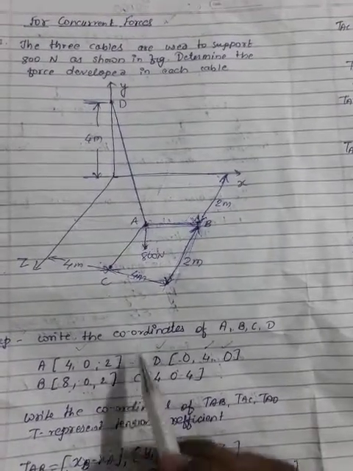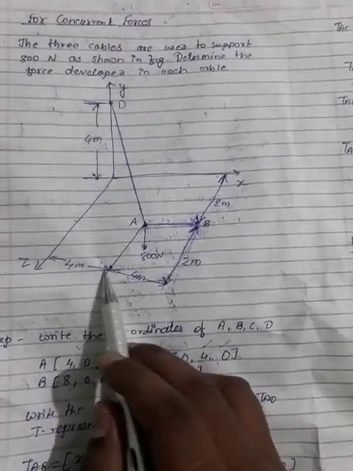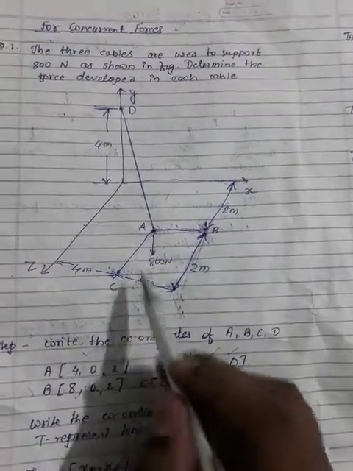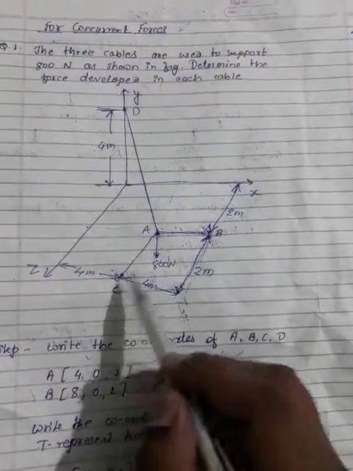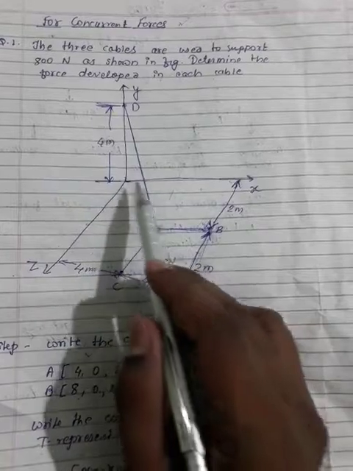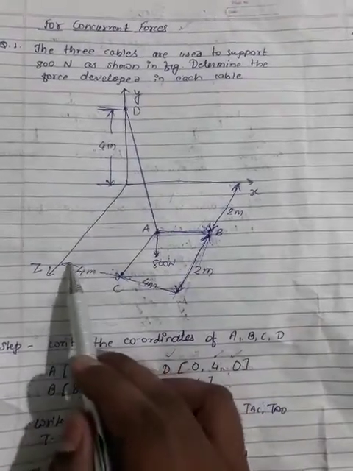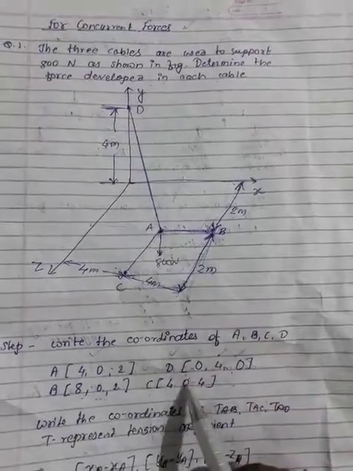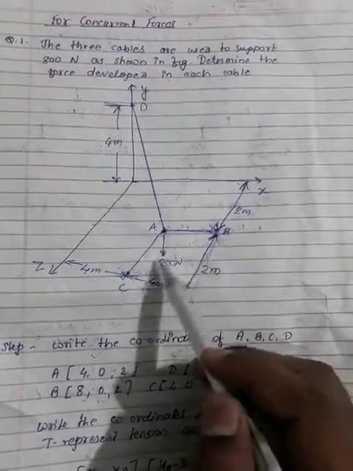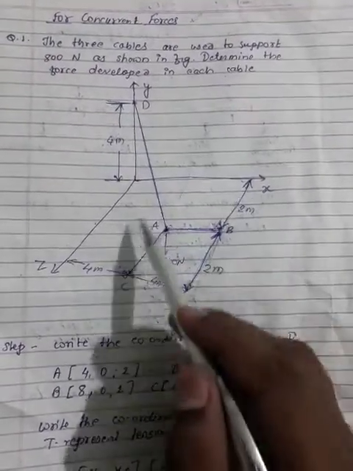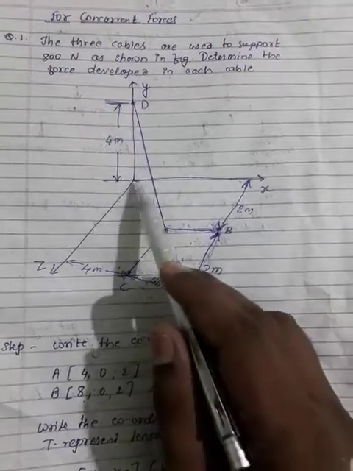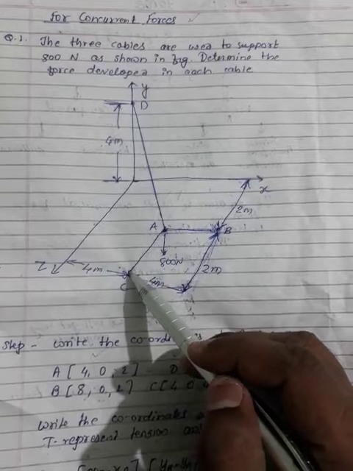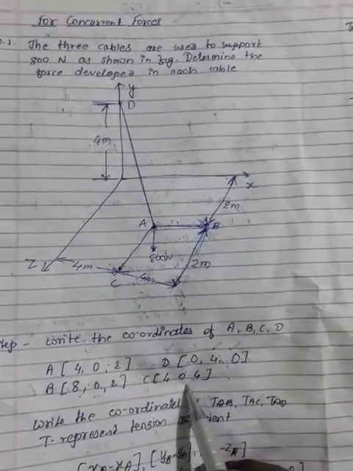If I come to the C point, it is also in the xz plane, so its coordinates are: x is nothing but the distance along the x axis, which is 4; y, as it is in the xz plane, is 0; and z for this C point, if I consider the distance along the z axis, is this 2 plus this 2, so the z coordinate is 4.